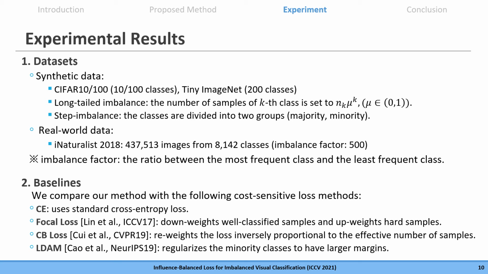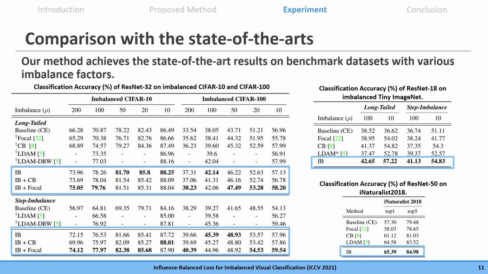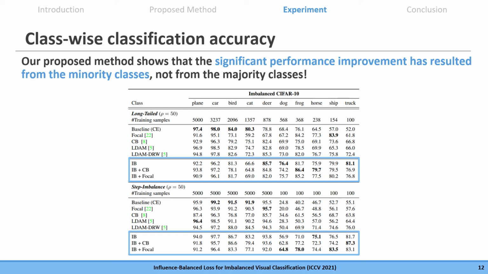We used the most frequently used benchmark datasets in literature. Here, imbalance factor is the ratio between the most frequent class and the least frequent class. We compared our method with the representative cost-sensitive loss methods. This is the comparison of classification accuracy on benchmark datasets with various imbalance factors. As you can see, our method outperforms recent methods in all cases. Furthermore, the class-wise accuracy shows that the significant improvement has resulted from the minority classes.